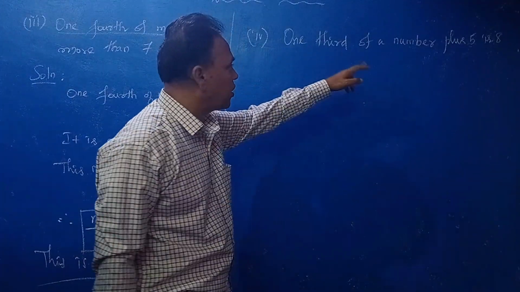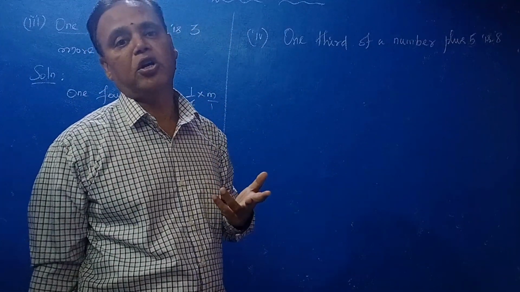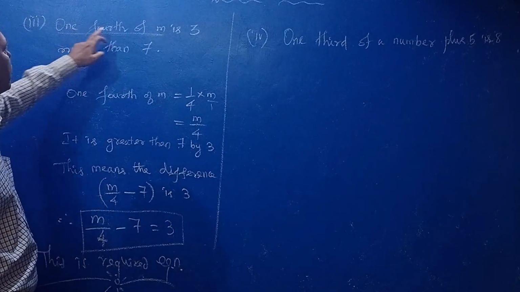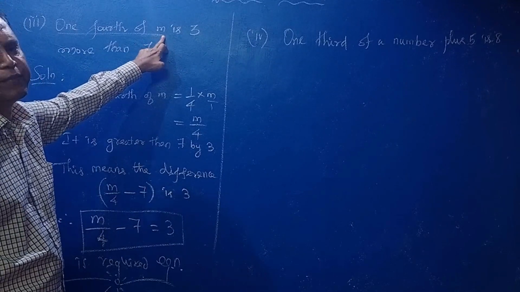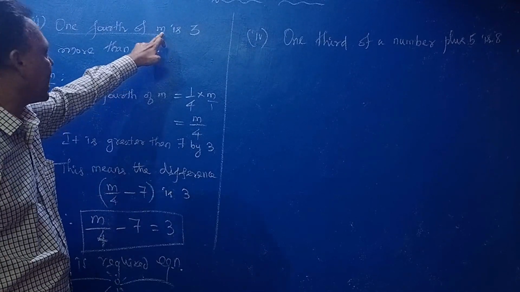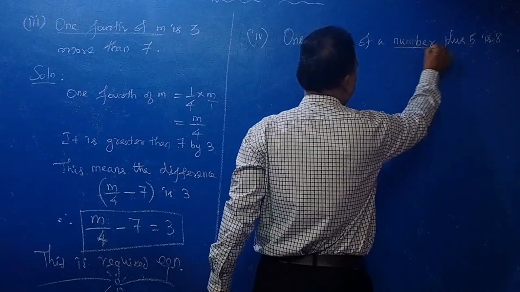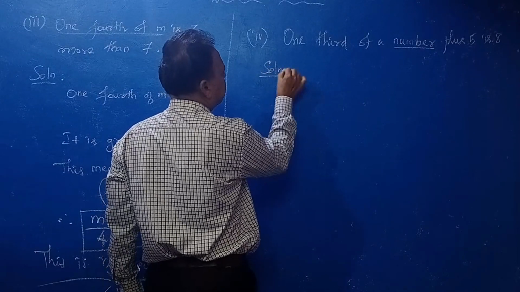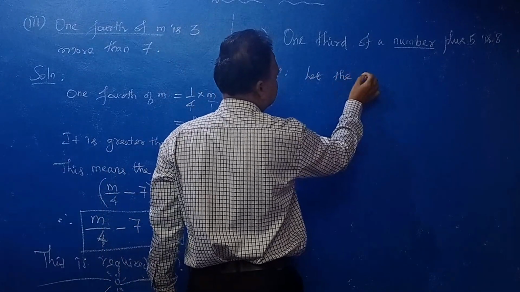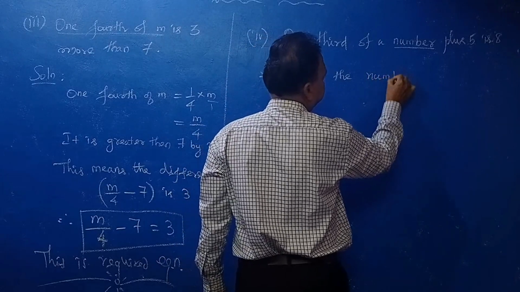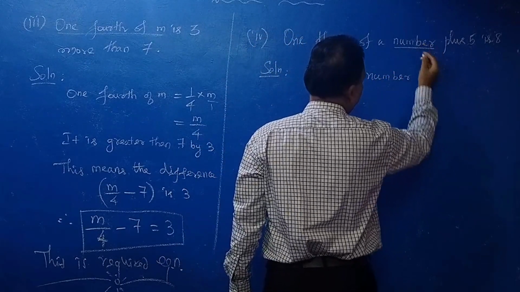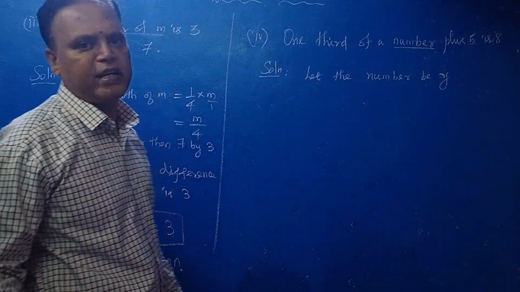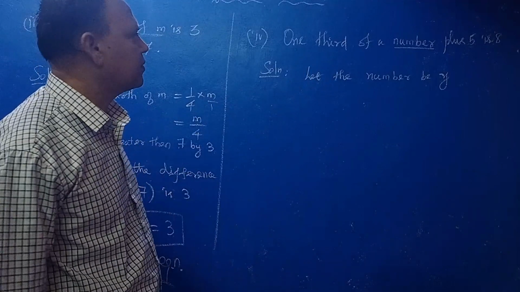Next problem is 1/3 of a number, plus 5, is 8. The number is not given. Here in 1/4 of m, the unknown m was given, but here the unknown number is not given, so you have to assume first. Let the number be Y. X also you can take, but I am taking Y now.